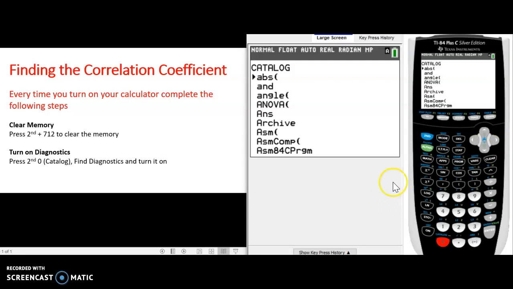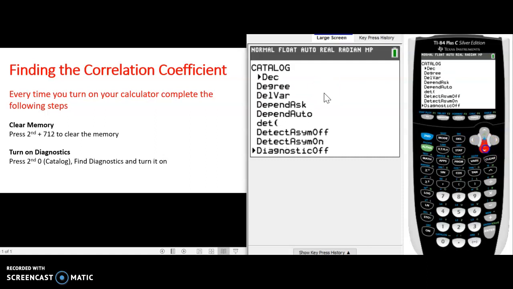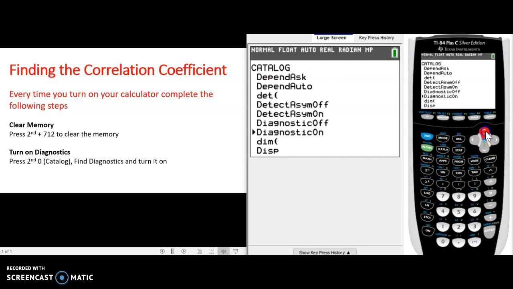What I suggest is you can go ahead and press alpha, and then alpha will get you all the green options. And we're just going to go to alpha D, which is right here, alpha D. And then it's going to get you to the D's. So then we want to go down to diagnostics on. And you can see it would have taken quite some time to get from A to this. So diagnostics on. And then you're just going to press enter.